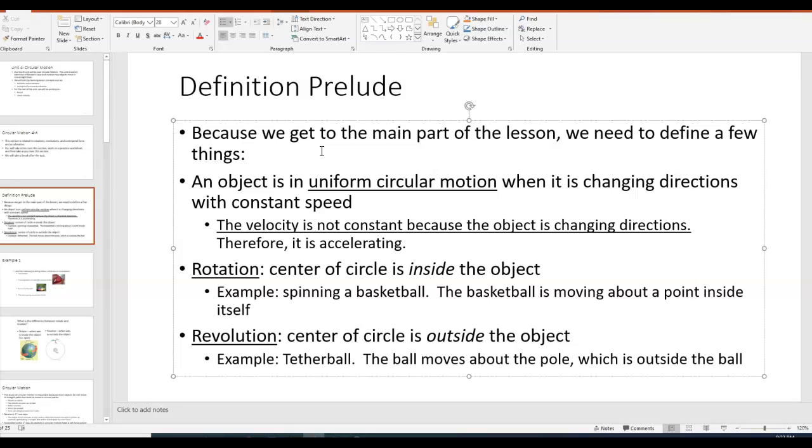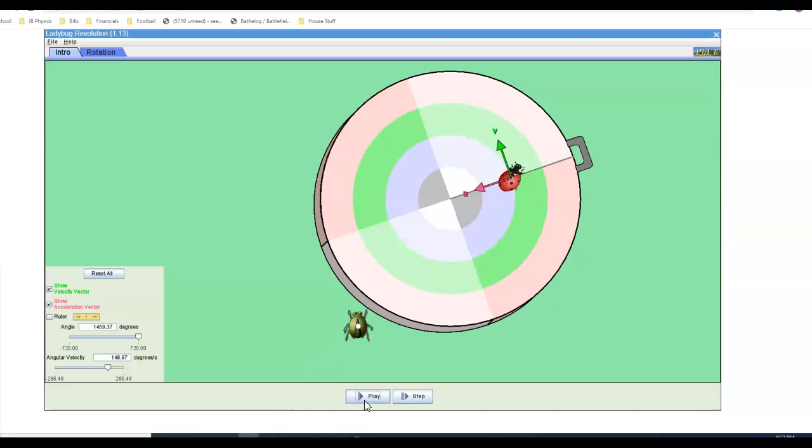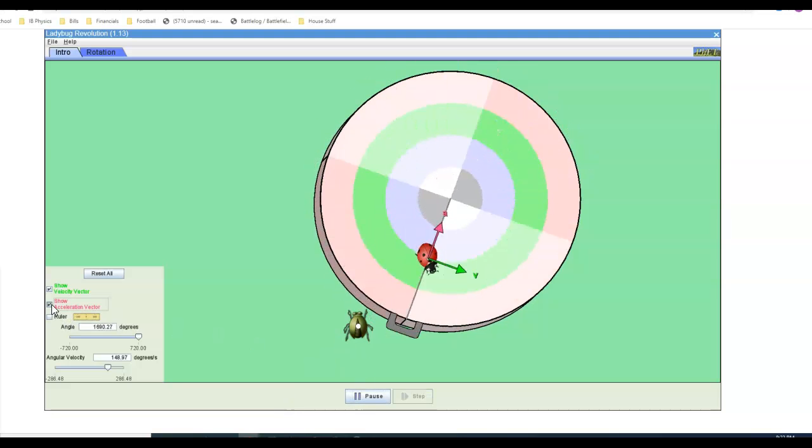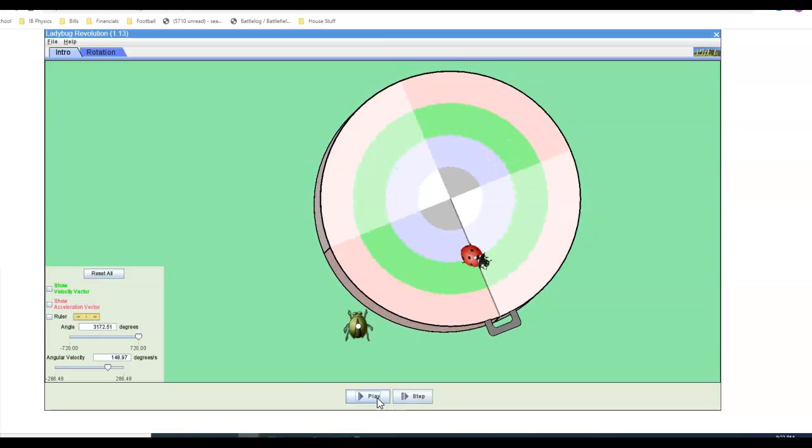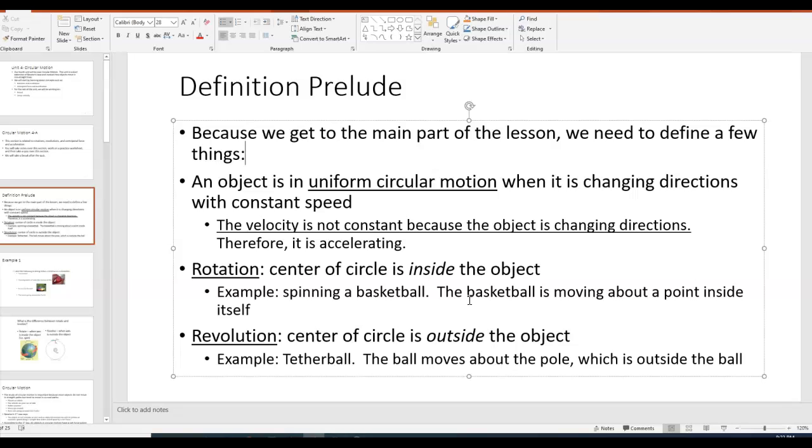Okay, so first things first. An object is in what's called uniform circular motion when it's changing directions with a constant speed. In other words, let me show you. We're talking about objects like this, where the object is just spinning around in a circle, and it's not spinning any faster or slower, and so the speed is not changing. That's what's called uniform circular motion, and that's all we're going to be focusing on in this unit.